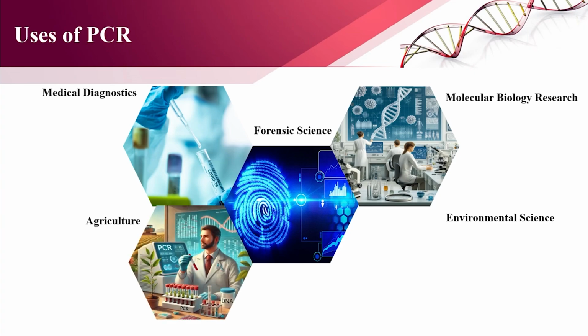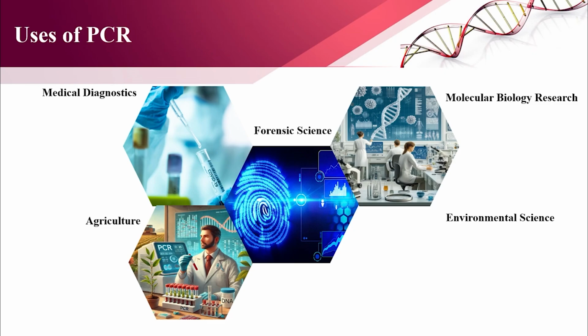The fourth one is the agriculture. How can PCR be used in agriculture? So PCR helps detect genetically modified organisms and crops and identify pathogens or diseases in plants. And it also supports breeding programs by analyzing specific genetic traits.